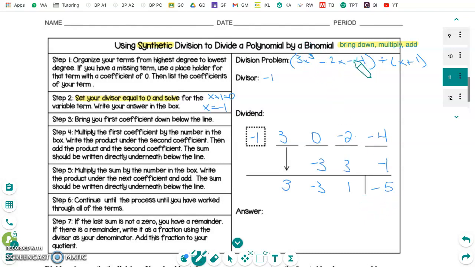No pesky x's all over the place and no subtracting. It makes it much easier. And now all you have to do is add back in your variables. This negative 5, the last one here, is always going to be your remainder.